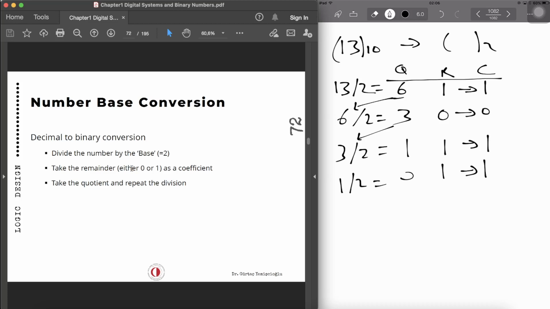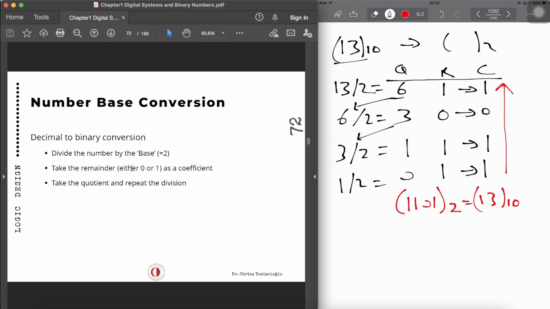Now, this value is an integer, there are no fractions. This is important. We are reading from bottom to top. So this is going to be 1101. If you want, you can try and convert it back to decimal. You will see that you are going to get 13. Okay, so equivalent to 13 in base 10. So this is decimal to binary conversion.